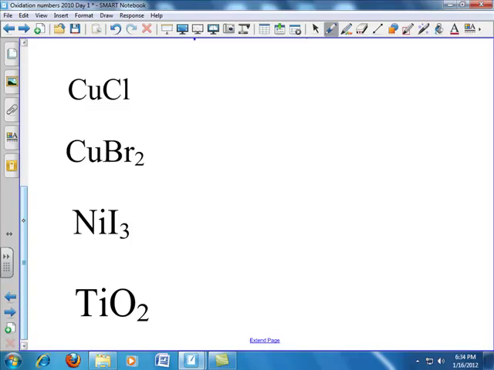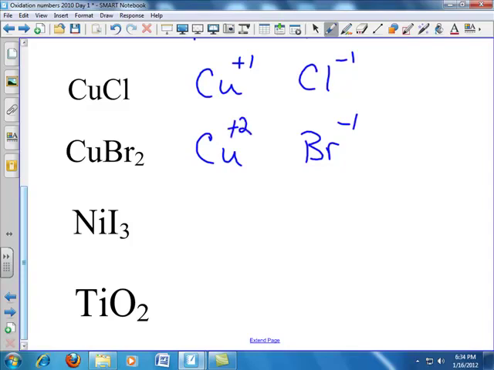So if I look at this, Cu should be plus 1, Cl minus 1. Cu and Br in this case, Br minus 1, copper then has to be plus 2. This is going to be an issue that we'll talk about later, but the same element can have multiple charges. Okay, Ni and I. Iodine's a group 17 element, so it's minus 1. I have 3 of those, so that's a plus 3.